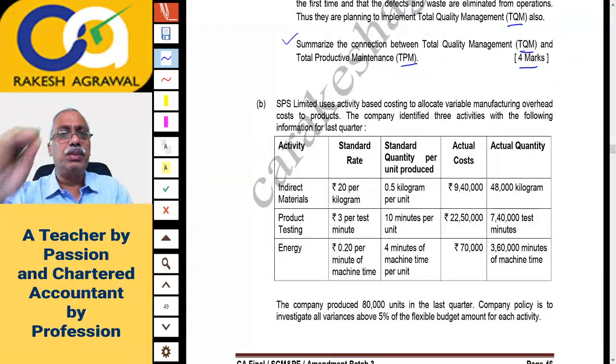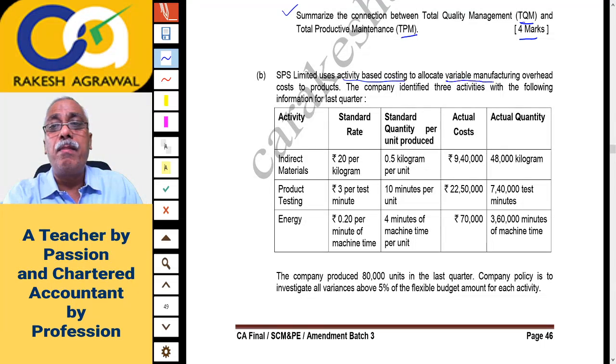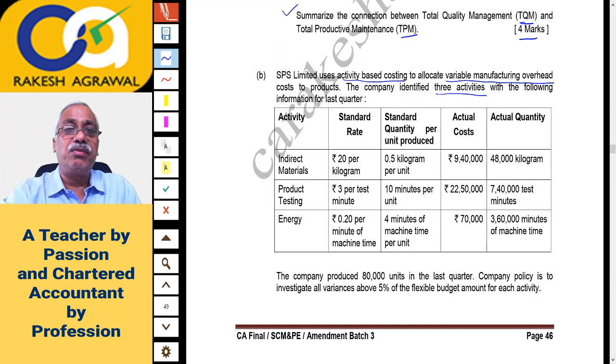Okay, another question is question 5B. SPS Limited uses activity-based costing to allocate variable manufacturing overhead cost to products. The company identified 3 activities with the following information for last quarter. 3 activities are indirect material, product testing, and energy.